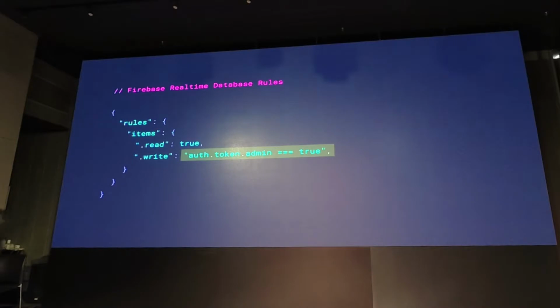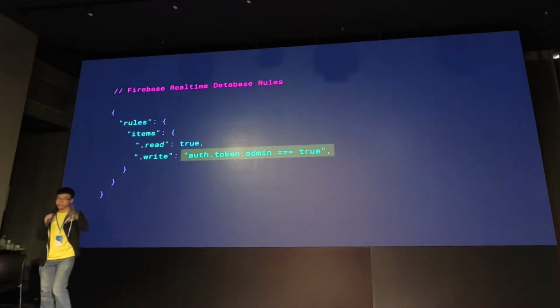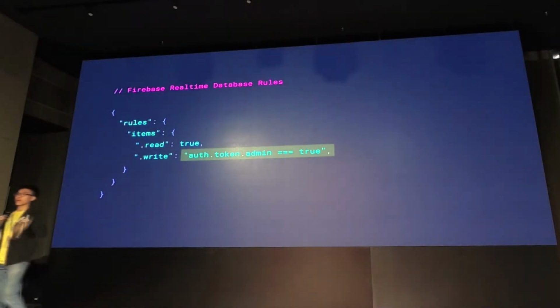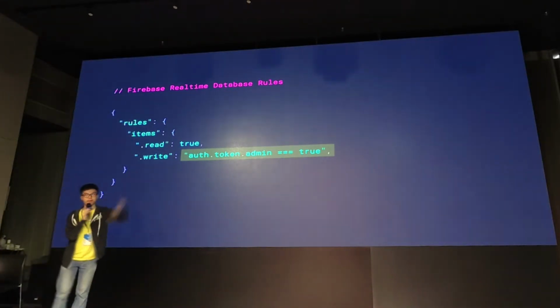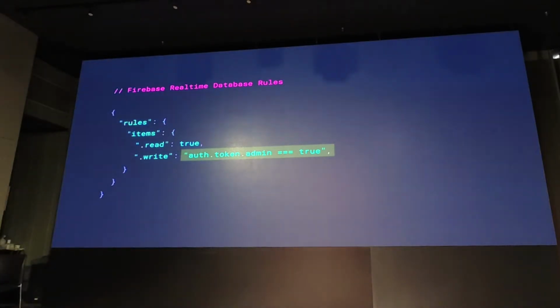Using this method, you can create different types of rules for your application, not only limited to two roles. You can have as many as you want. So this one is the rules. You set this, but the token.admin, you need to set it yourself. How can you set it?